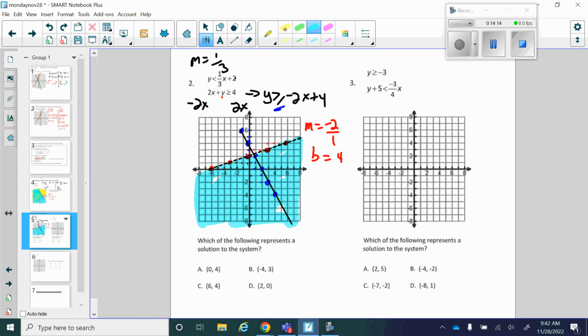So let's go yellow. Above the line is everything above the line I'm shading. And where the shaded areas overlap, that's going to be my solution area. You can see the overlap area is the green area. And so it asks you which point is in the solution area. Well, let's see.